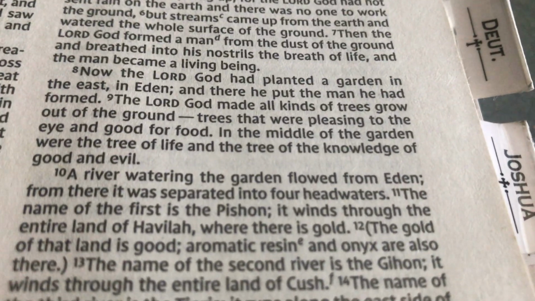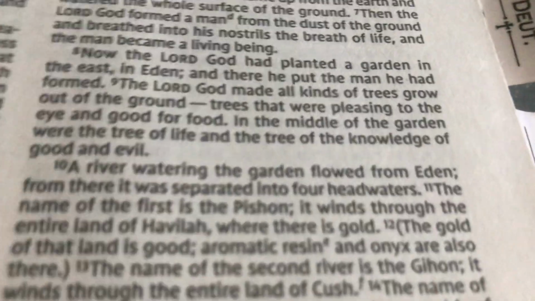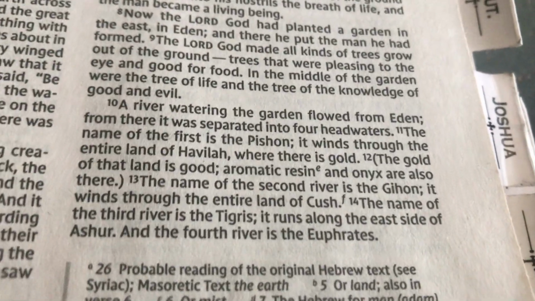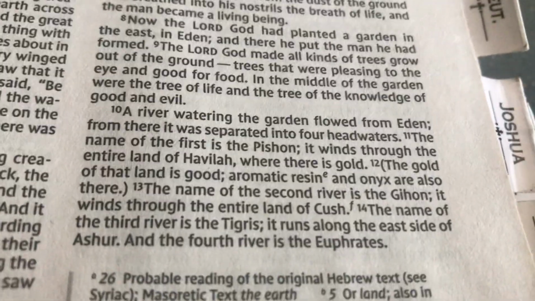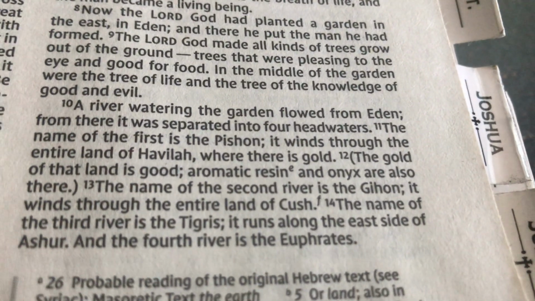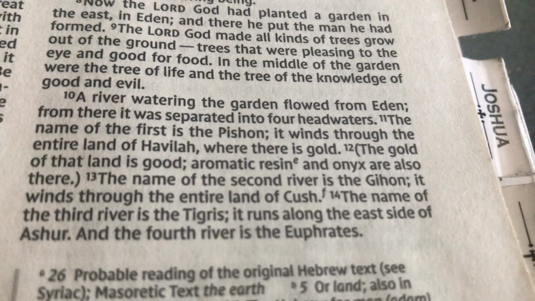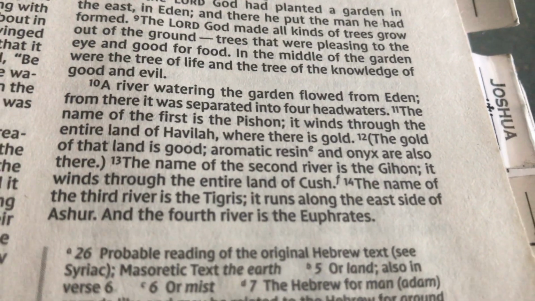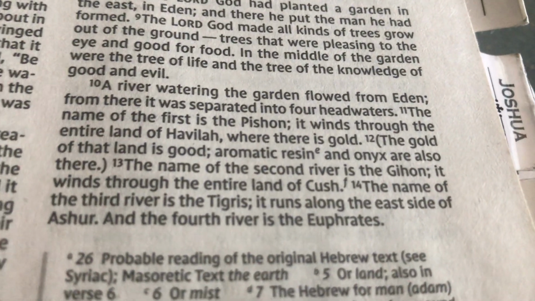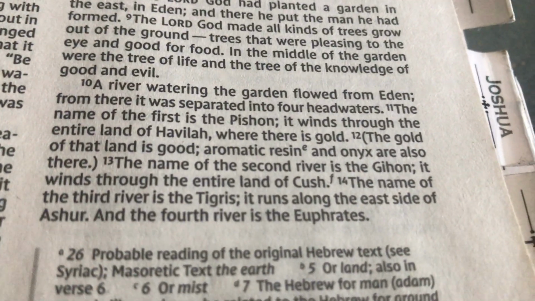In the middle of the garden were the tree of life and the tree of knowledge of good and evil. A river watering the garden flowed from Eden. From there it was separated into four headwaters. The name of the first is the Pison. It winds through the entire land of Havilah, where there is gold. The gold of that land is good.